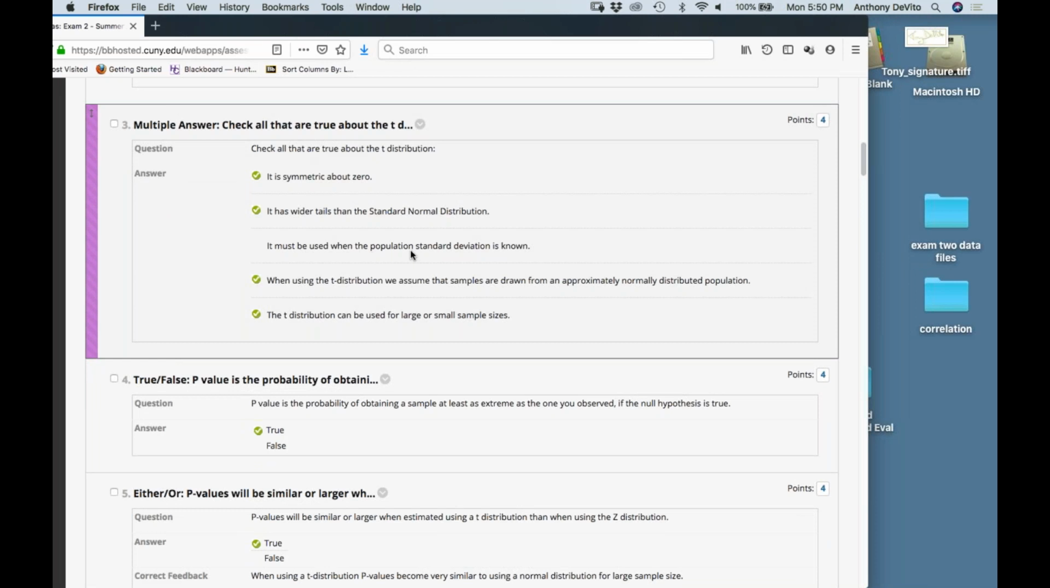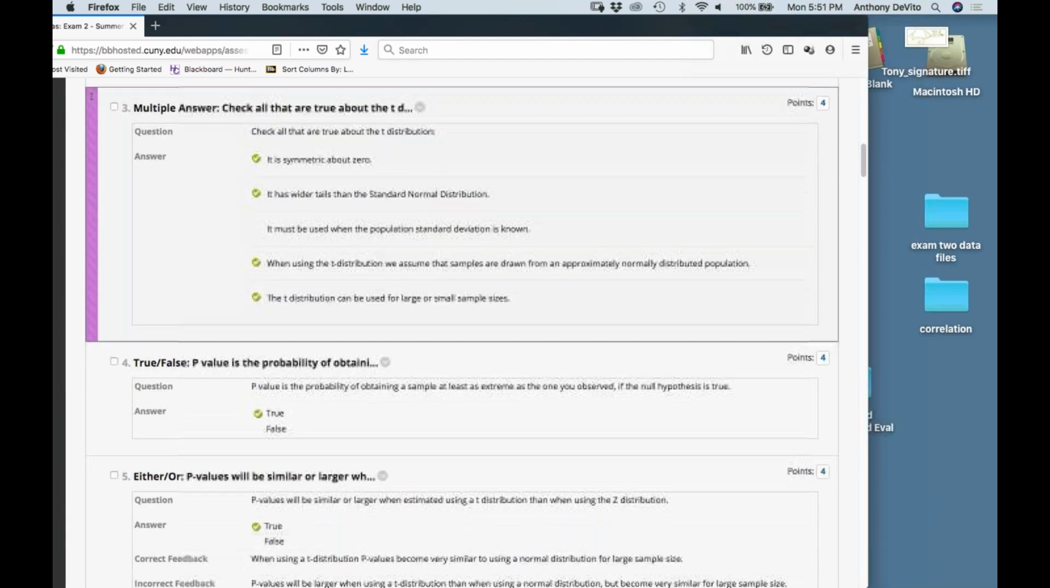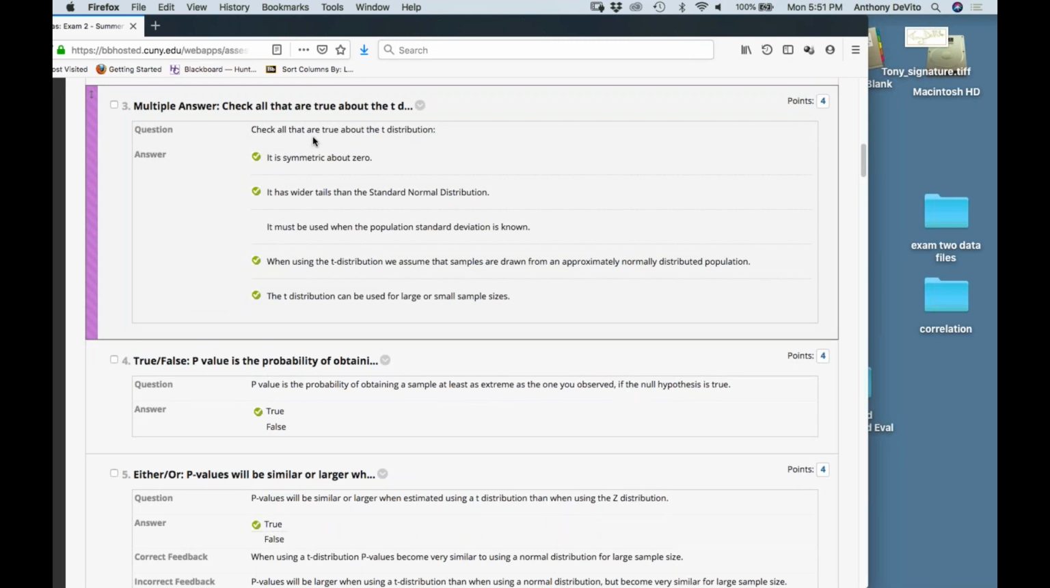It must be used when the population standard deviation is known. That's not true. We don't need to use it when the standard deviation of the population is known. We can just simply fall back on the z-score, 1.96, 2.58, and so on. So the only time you really need to use the t distribution is when the population standard deviation is not known.